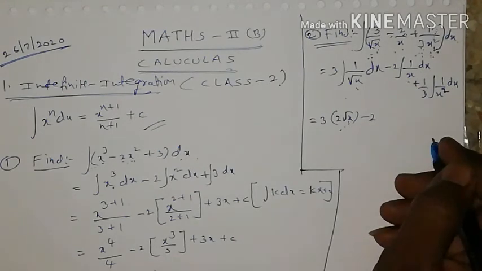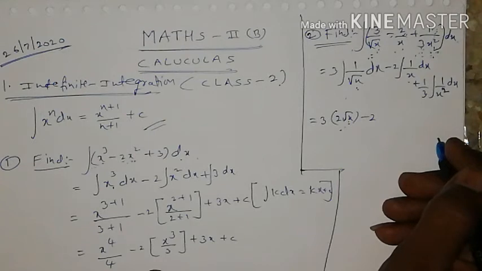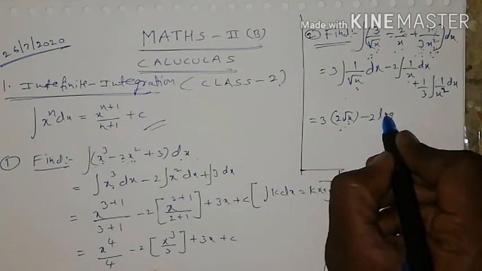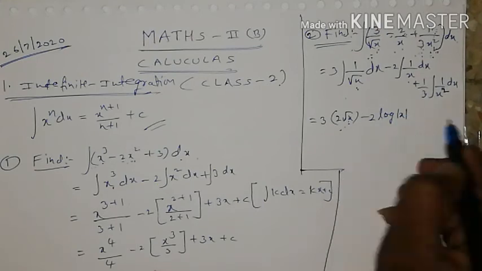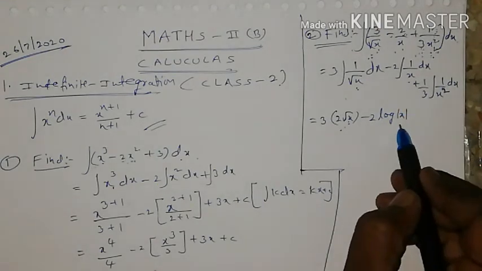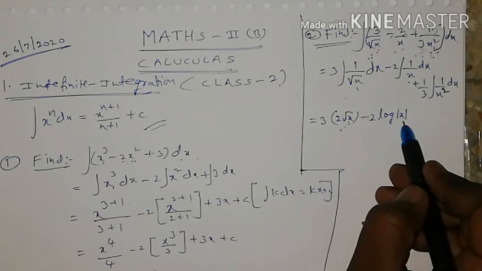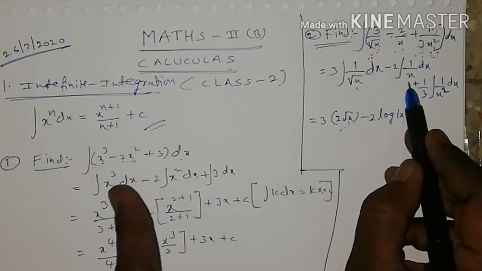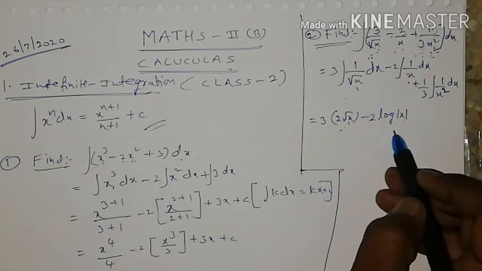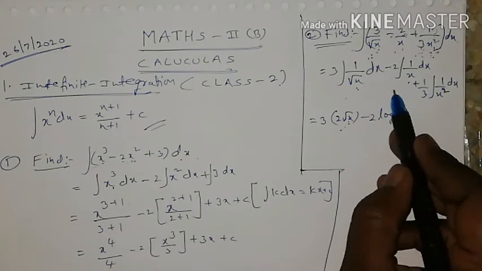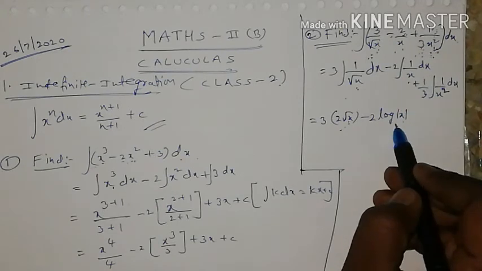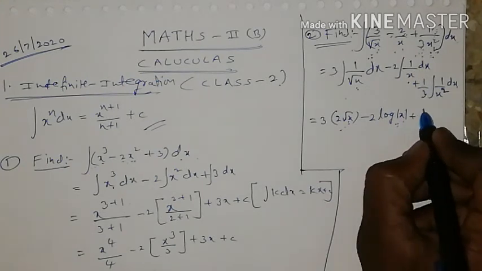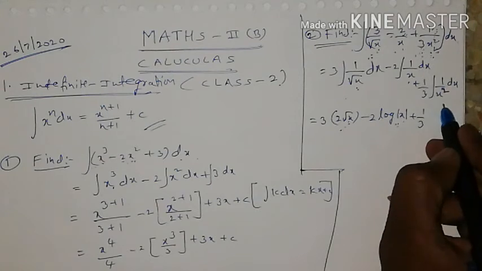Integration of 1 by x. You learned this one also. Integration of 1 by x is log mod x. In differentiation, the same formula you learned. In differentiation, what is that? D by dx of log x is 1 by x. So in integration it is reverse. Integration of 1 by x means log mod x. So it becomes 2 into log mod x, plus here 1 by 3 into integration of 1 by x square.